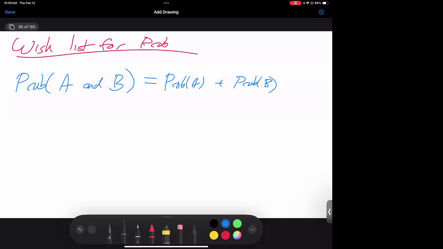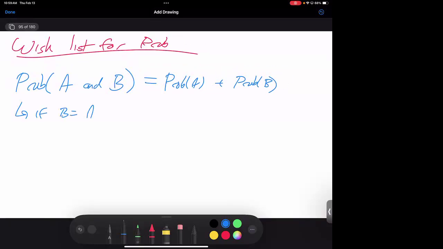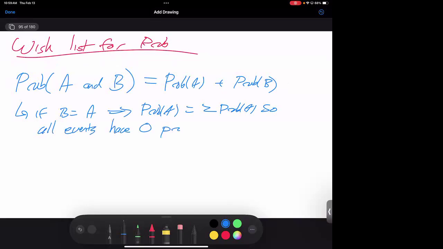Give me a choice of B as a function of A where this won't be true. There's a good choice of B. Complement of A? Yeah. If B equals A, that implies the probability of A equals twice the probability of A. So all events have 0 probability. Not going to be a very interesting world if every event never happens. So it is too restrictive to have this on our wish list.